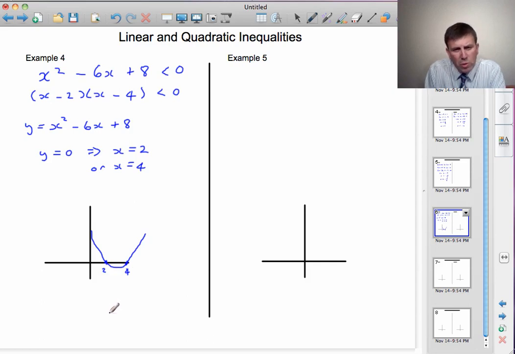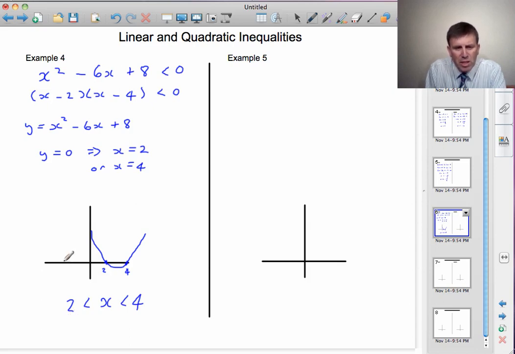Now the inequality I'm trying to solve is x squared minus 6x plus 8 is less than 0. So looking at my graph, if this has to be less than 0, it means y is less than 0. And you can see that the interval where y is less than 0 is the interval between 2 and 4. So the answer should be written as x is trapped between 2 and 4. It's important to write it as a single statement like that because they both have to be true at the same time.